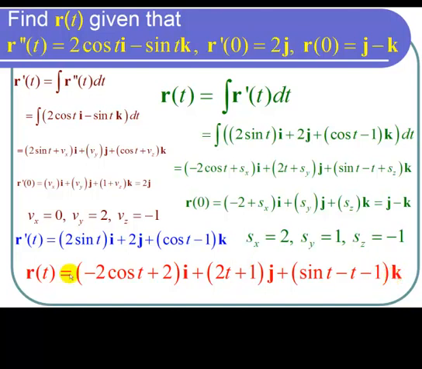So let's repeat. I get that r of t is equal to negative 2 cosine of t plus 2 i plus 2t plus 1 j plus sine of t minus 1 k. And I'm done with the problem.